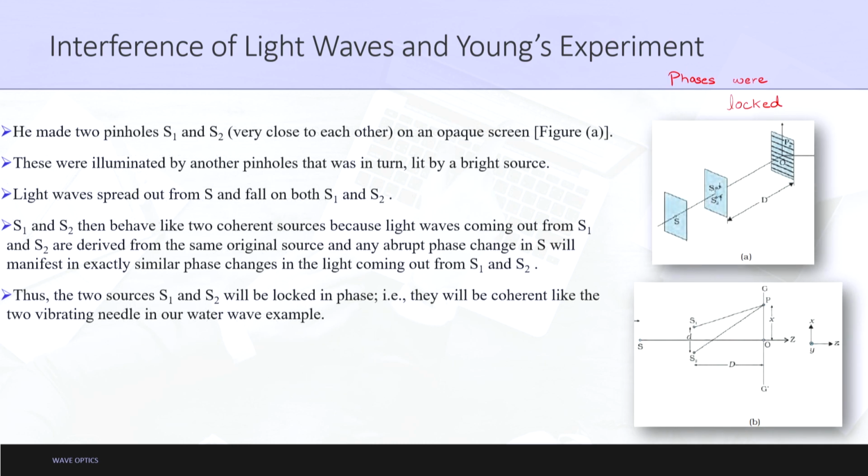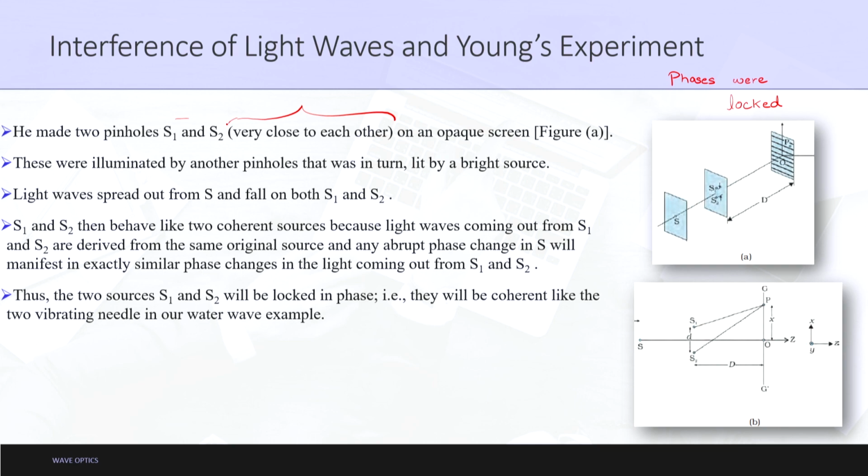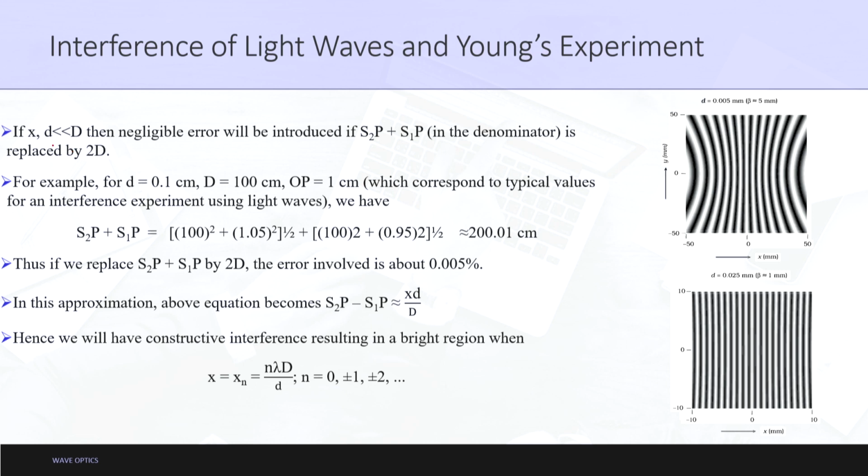This is a similar line to what was explained in the previous sections also. He made two pinholes s1 and s2 very close to each other. Because they were very close, the distances small x and small d should be very much less than capital D. So this is one of the explanations. If x and d are very much less than capital D, then negligible error will be introduced if s2p plus s1p is replaced by 2D.